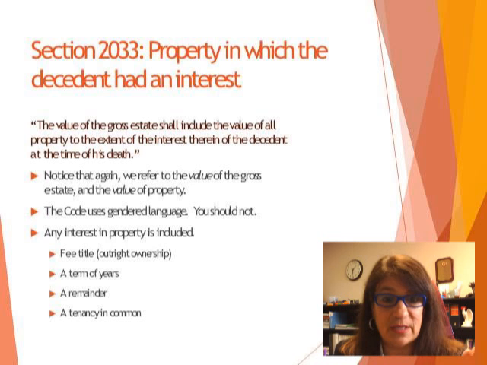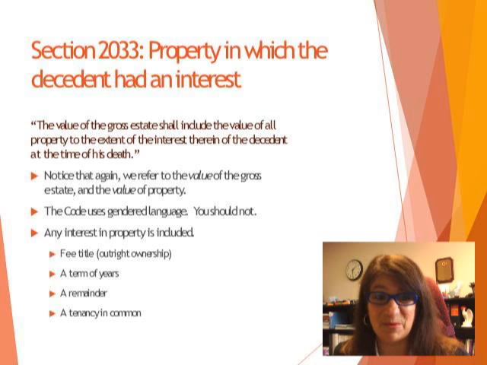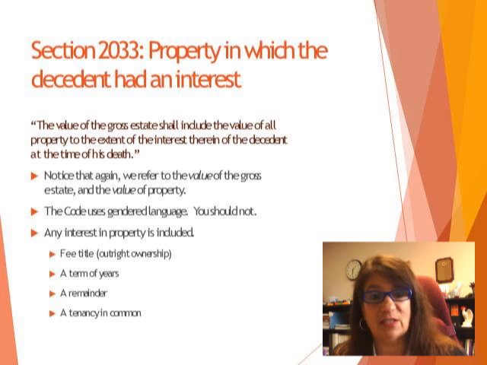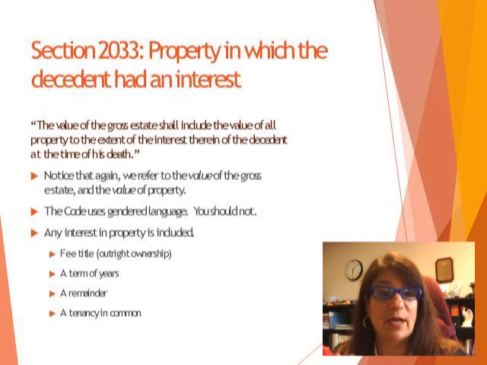Okay, now notice also that this focuses on the interest in property. And that could be many different things. It could be fee title, right, or outright ownership with all the sticks in the bundle. But it could just be a term of years. So, for example, a patent or a copyright only goes for a certain number of years, and then it ends. And maybe that's what the decedent owned. Or it could be that the decedent had a right to income for 10 years, and then someone else had a remainder. So we could just be including a term of years. We're focusing on what interest the decedent owned. Could be a remainder, could be a tenancy in common.